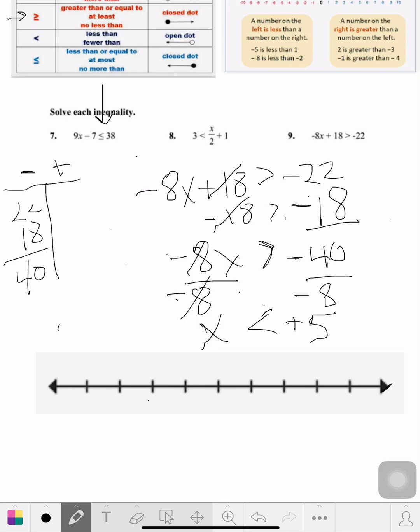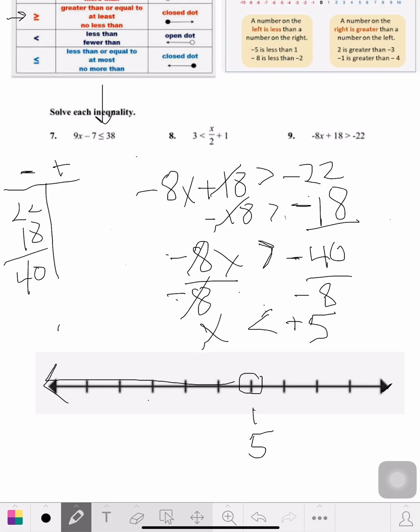And now let's go down and plot our chart. So I'm going to make this the 5. I can make it anywhere. And the fact that it's not using much ink means it's going to be an open circle. So I make an open circle there. It's not using as much ink. And now, which way is x? It's on the less than side. So we're going to go this way. Less than. X is less than. And that's all there was to this one.